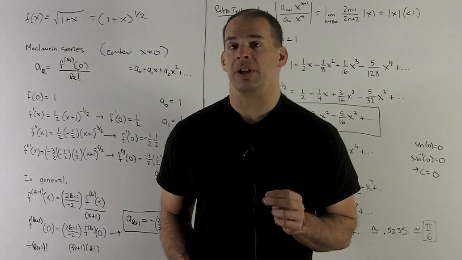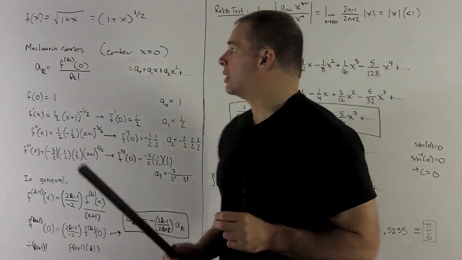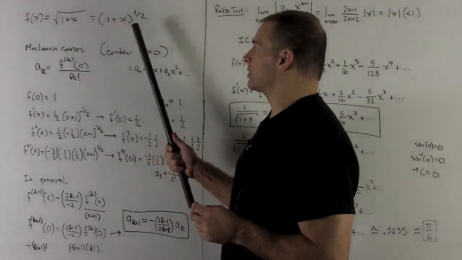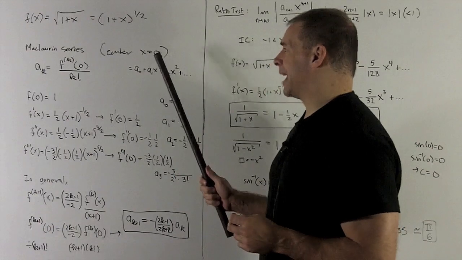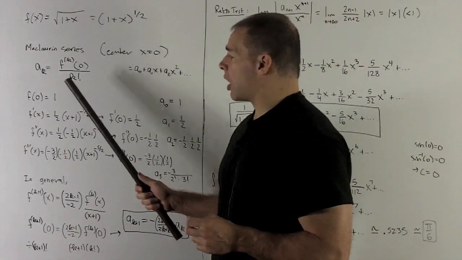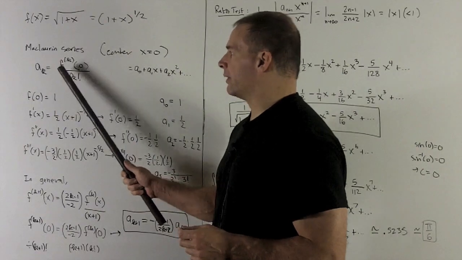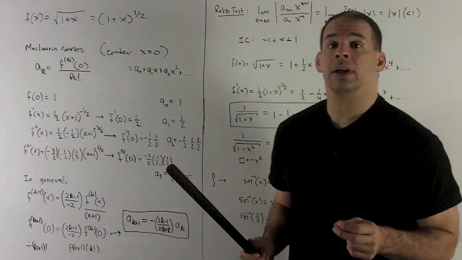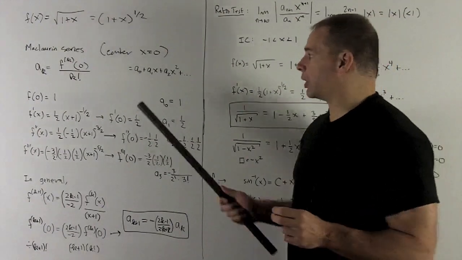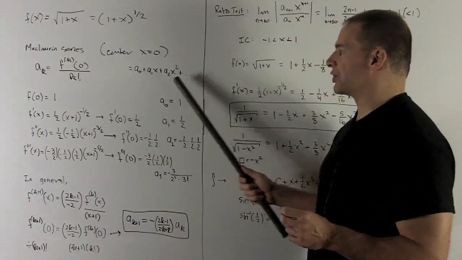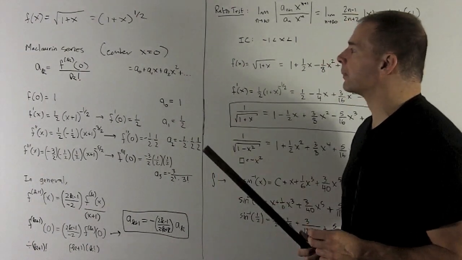Let's look at an application of the Maclaurin series for the square root of 1 plus x. So we're going to rewrite that as (1 plus x) to the 1/2. Maclaurin series means the center is at x equals 0. Our Taylor coefficient formula is a sub k equals the kth derivative of f evaluated at 0, divided by k factorial. Once I get all those coefficients, we're going to load them into a power series as so. So a sub k goes with x to the k.